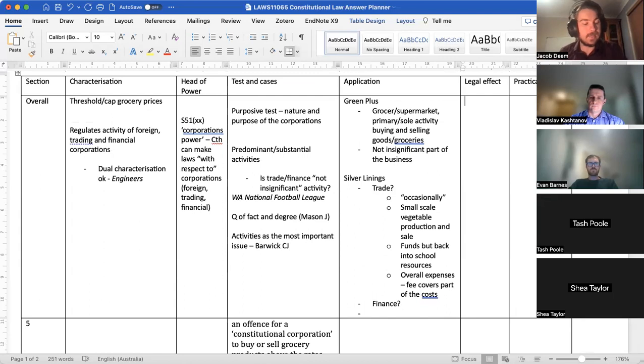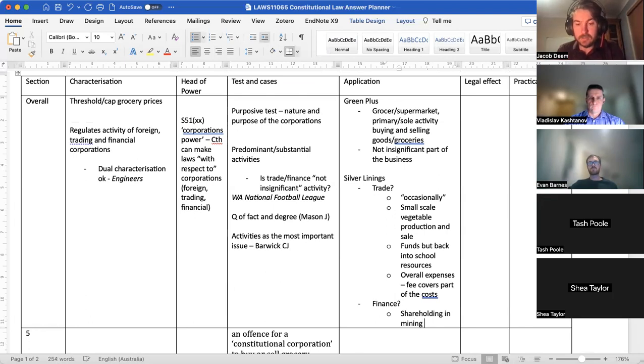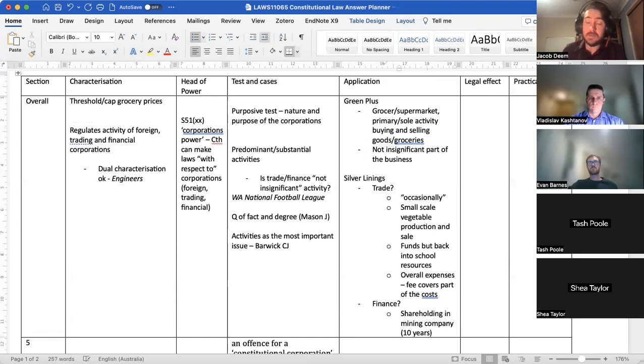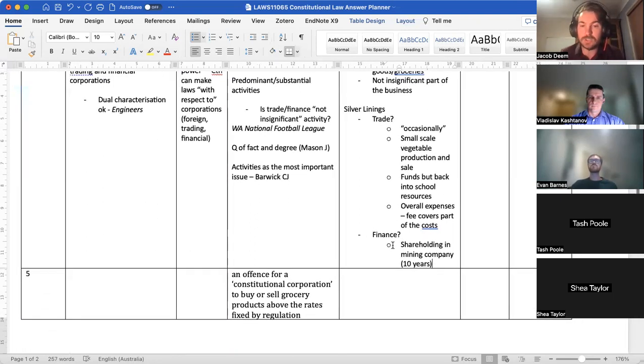So finance. And the key thing that we've really identified here is this shareholding in the mining company for a long time. This is really useful and important to have touched on, in comparison to the sale of the vegetables, which, for one, I don't think we get told how long that's been going on for, but we certainly get told that it's not necessarily consistent, given the phrasing around occasionally and things like that. Whereas we can compare that to the shareholding, which is of an ongoing nature.